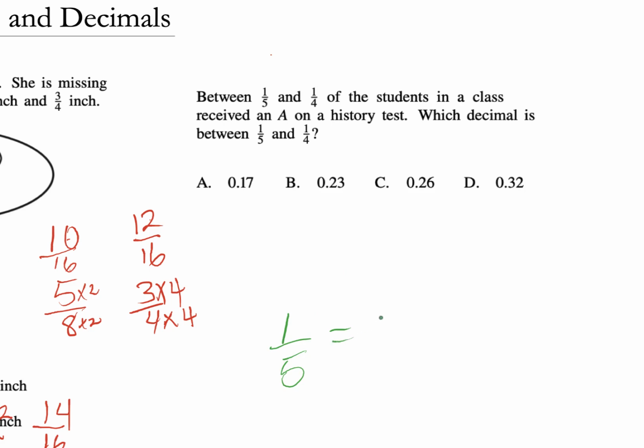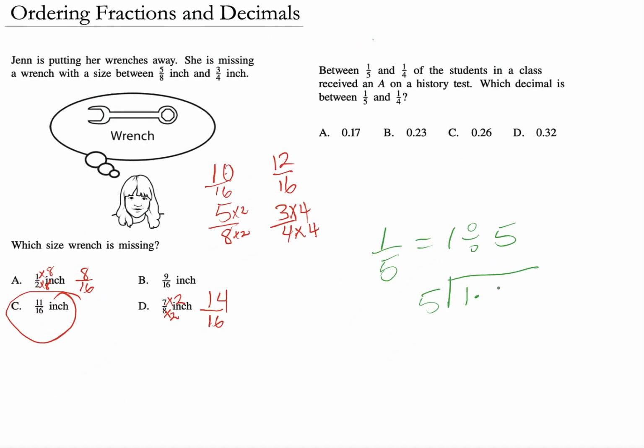So 1/5 means 1 divided by 5. And here we go. This is not too bad. So bring up my decimal point. 5 goes into 1 0 times. But then 5 goes into 10 2 times. And 2 times 5 is 10. When I subtract, I get 0. So 1/5 is actually 0.2.